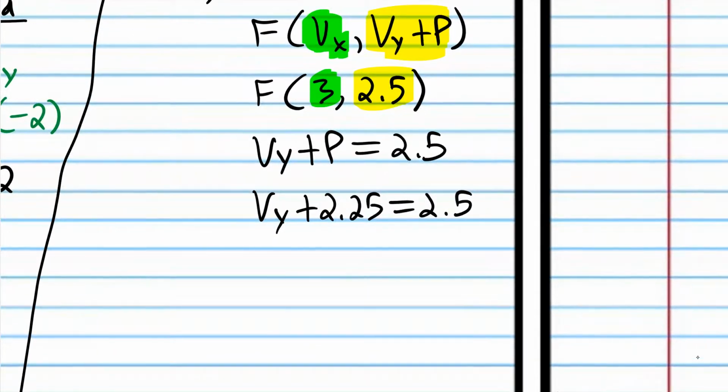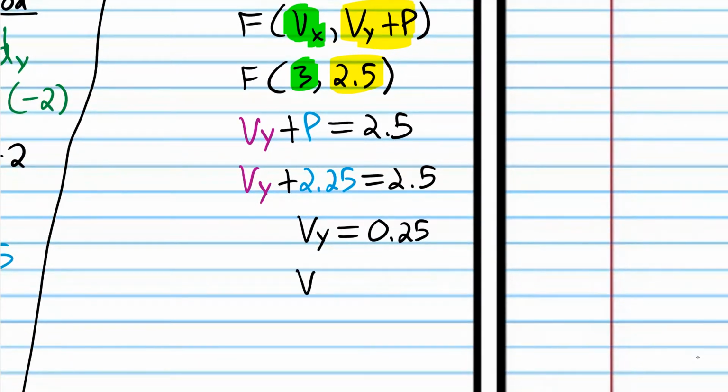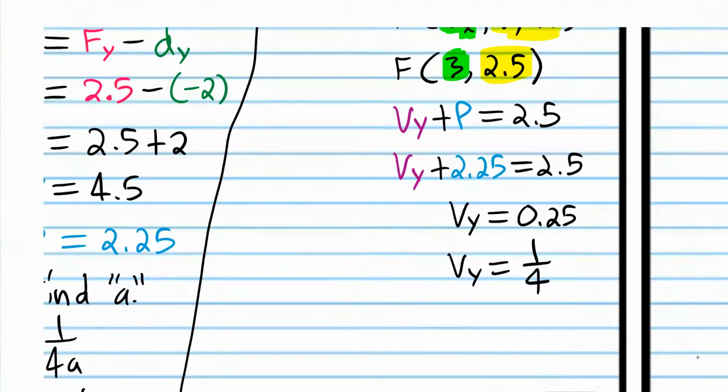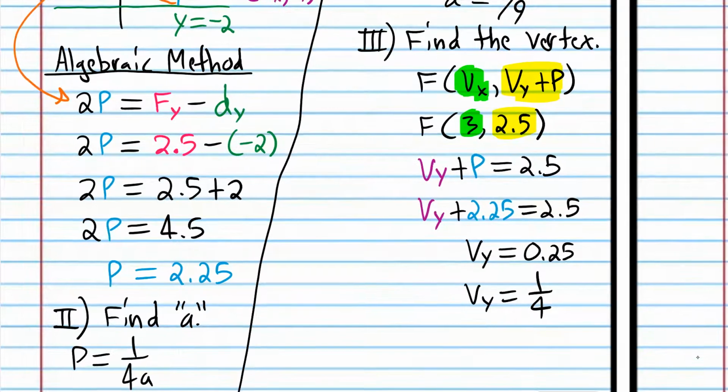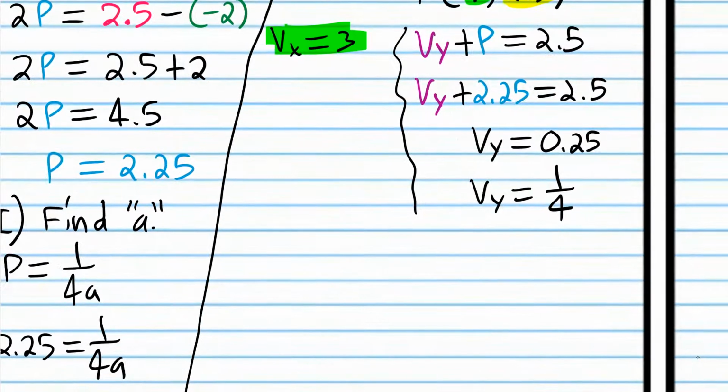And I'm going to color these. Subtract 2.25 from both sides, and the y value of the vertex, you can see, is 0.25. And you can also write it as 1/4. And if we section this off here, we can see that Vx must be equal to 3. That's pretty easy. There's not really a lot of work to do on that. So that means that the coordinates of the vertex are (3, 1/4).